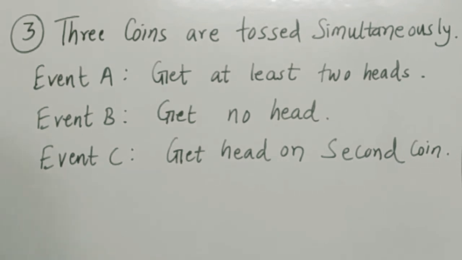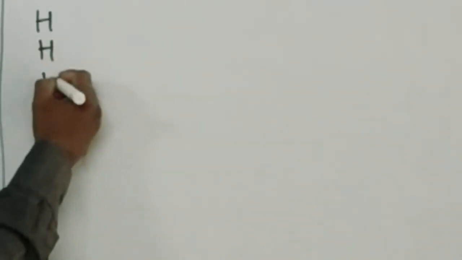Now 3 coins are tossed. So first, 3 coins are tossed. Sample space S is equal to the technique of writing the sample space of 3 coins. When 3 coins are tossed, in all there are 8 outcomes.